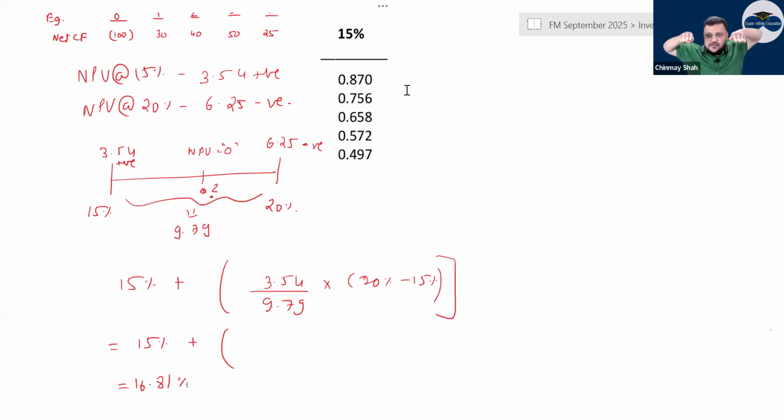If I want my approximate answer to be close to my appropriate answer, I have to reduce the range of percentage. First we took a range of 10%, then we took a range of 5%. At 10 and 20, we got 17 point something. With the 15 to 20 range lowered, I got an answer which was very close to my appropriate answer.